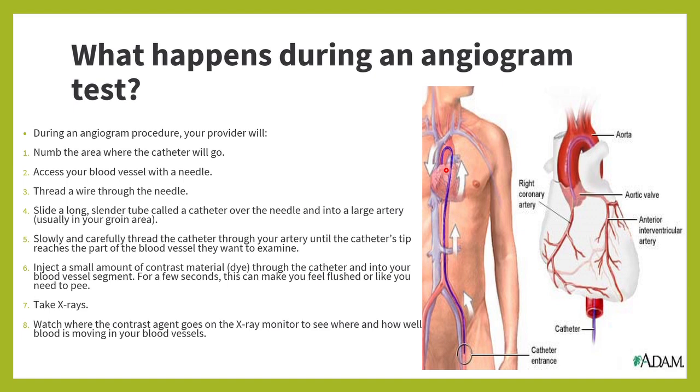Carefully they will thread this catheter, and then they will inject a small amount of contrast material, the dye, through this catheter and into your blood vessel segment. For a few seconds you might feel a little flushed at this point, and you also might feel like passing urine. And then the x-rays are taken. They will see how the contrast is moving in the x-ray monitor, and see how well the blood is moving in the blood vessels.